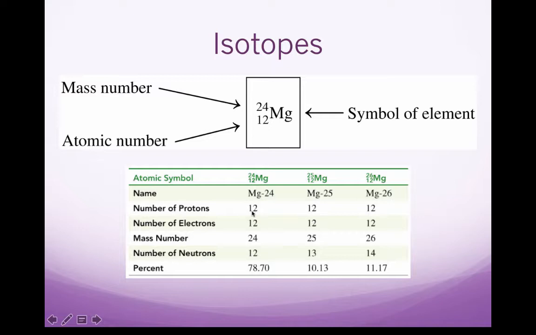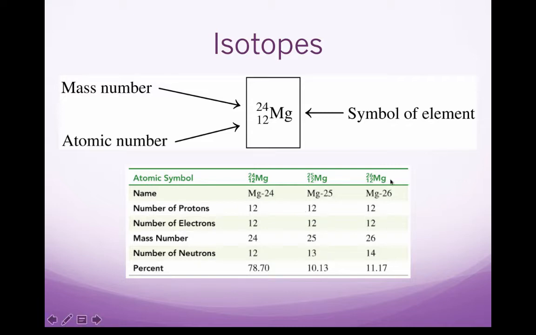So number of protons in magnesium is 12. It's a neutral element, so the number of electrons is 12. The mass number is 24, which we get from up here, or the name. So our number of neutrons should also be 12, 24 minus 12. And this is its percent abundance. This means 78.70% of magnesiums in the world are magnesium 24.